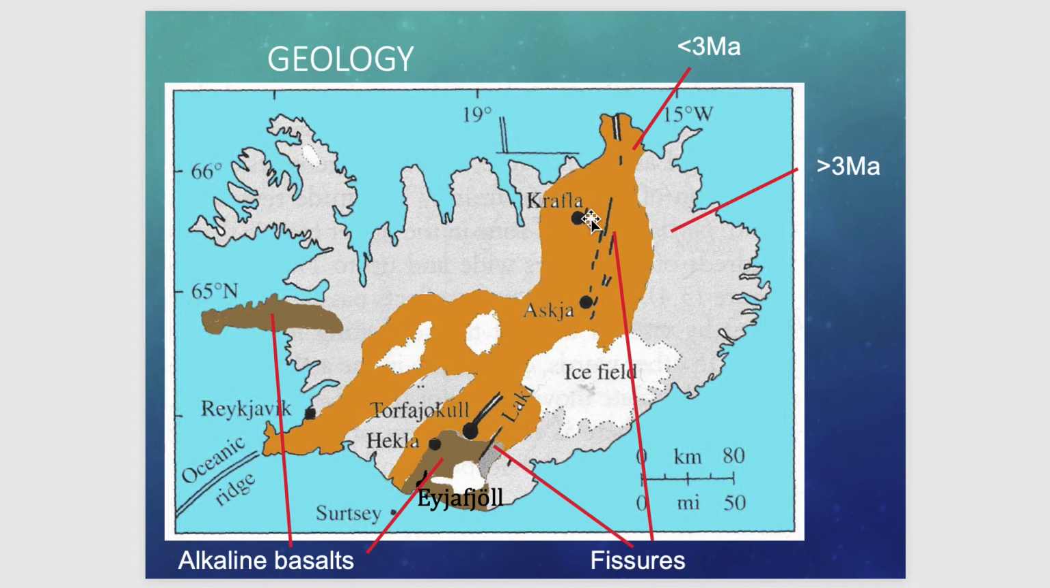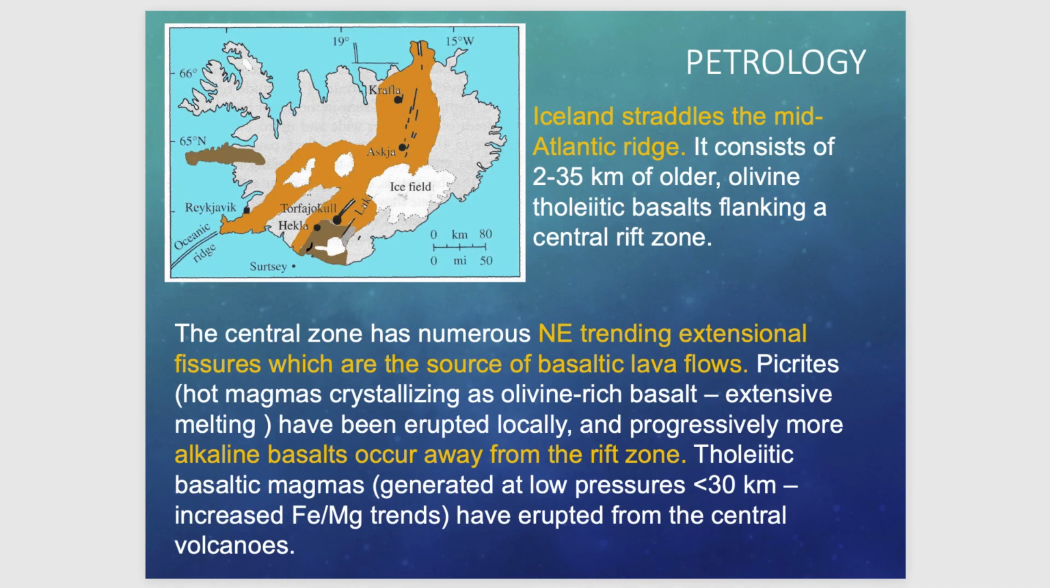So this is quite exciting terrain and beautiful, and Iceland straddles the mid-Atlantic ridge. It consists of 2 to 35 kilometers of older olivine-tholeiitic basalts flanking a central rift zone. So everything is really basaltic in composition in this domain, and progressively we find older basalts at the edge of the rift system.